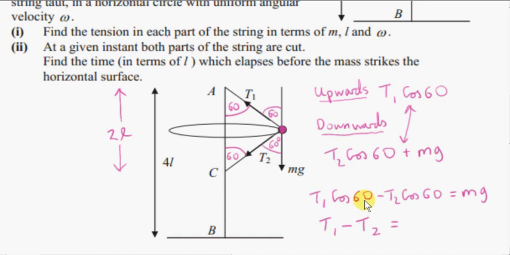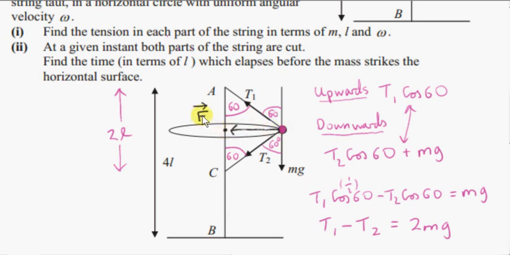What is the cos of 60 degrees? Okay, it's a half. Half appears here, so if I multiply all this equation by 2, I get T1 minus T2 equals 2mg. Now we are given that this particle moves at constant speed in a horizontal circle. And we know that if that's the case, at any instant of the particle's motion, the resultant force on it points towards the center of the circle.